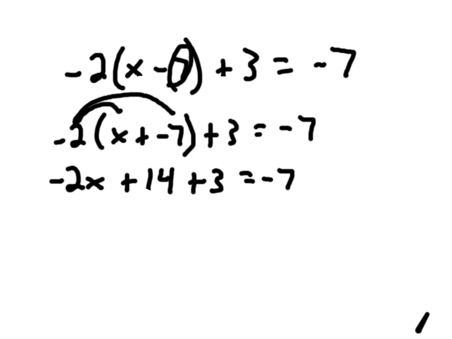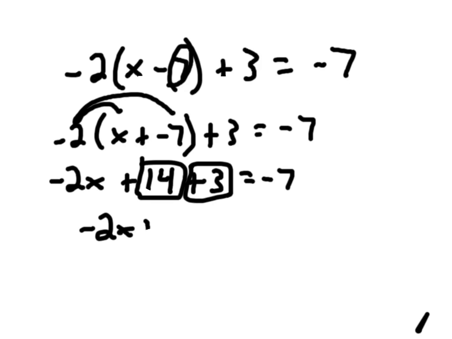Third step is to see if I have like terms to combine on the same side of the equal sign. Well, over here I've got a 14 and a 3 that I can combine together. Okay, so this 14 and this 3 are like terms. Everything else stays, so I've got negative 2x plus, and then 14 plus 3 is 17, equals negative 7.